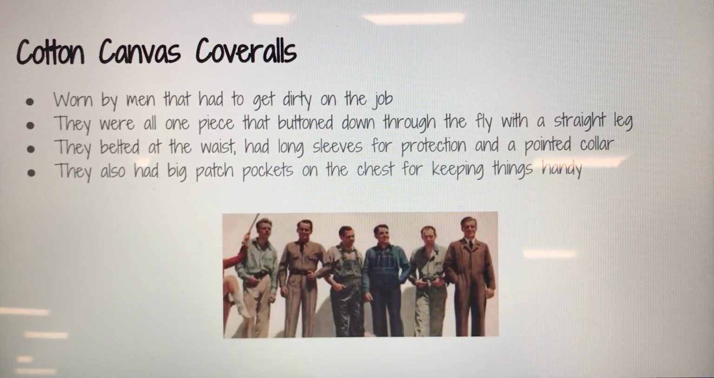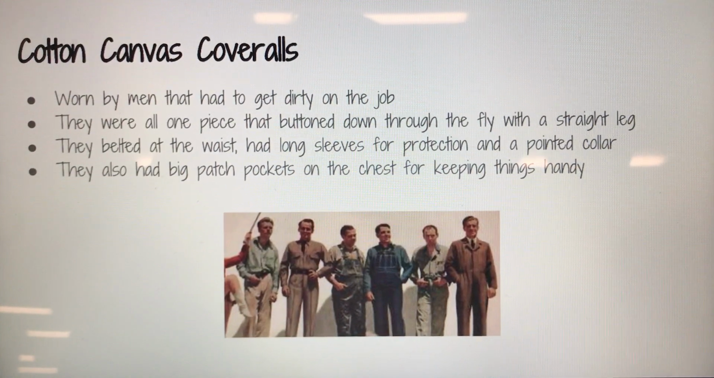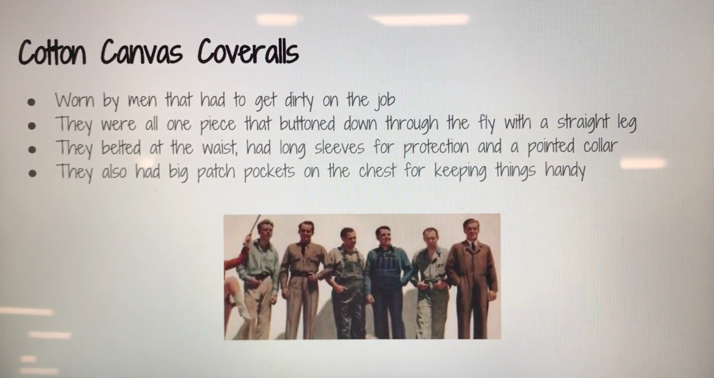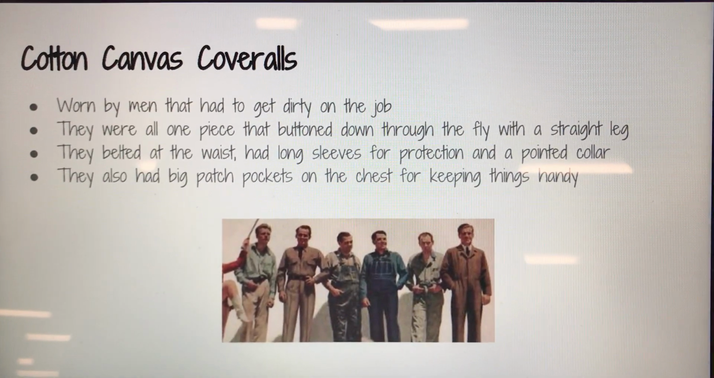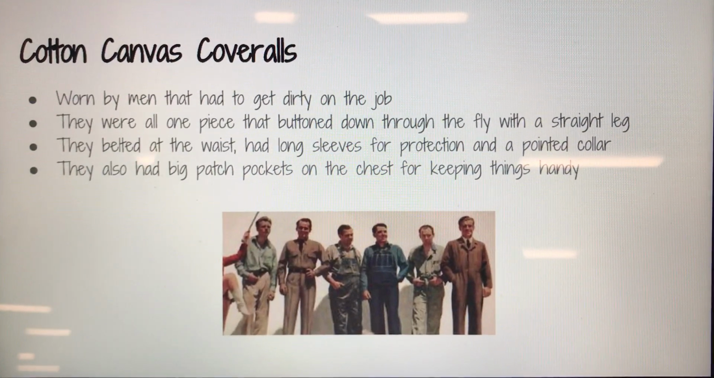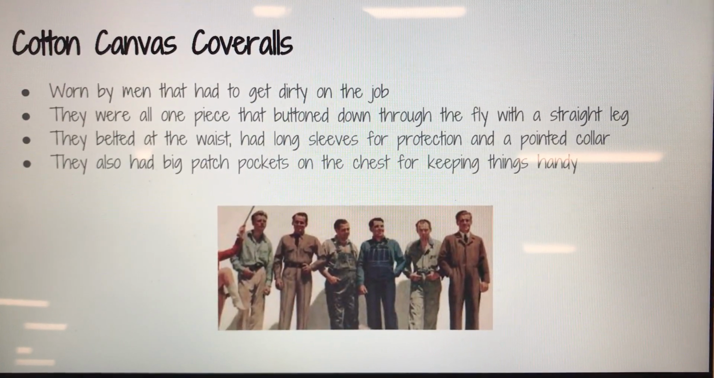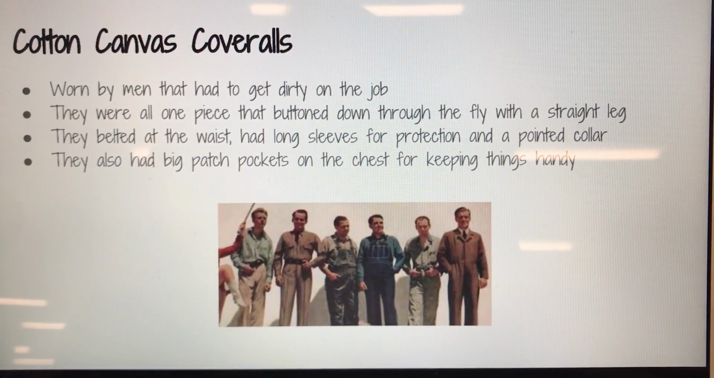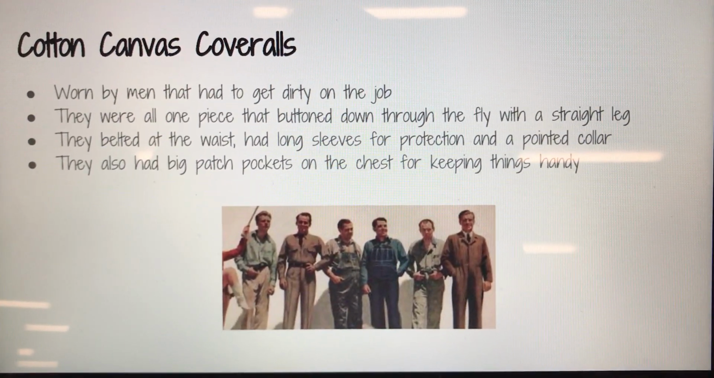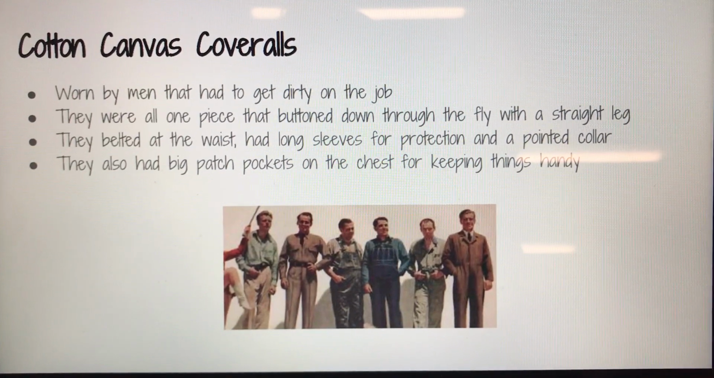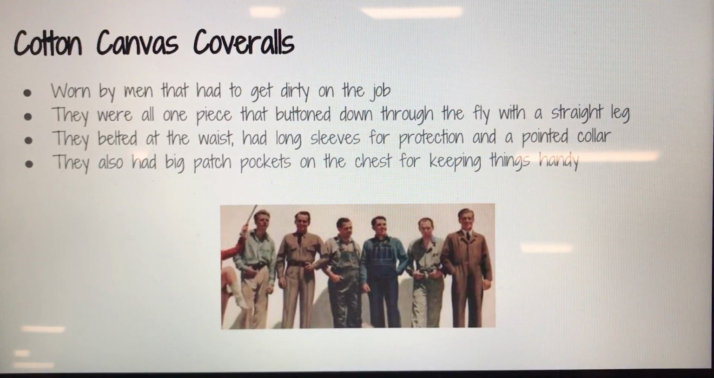Cotton canvas coveralls. These were worn by men that had to get dirty on the job. They were all one piece that buttoned down through the fly with a straight leg. They belted at the waist, had long sleeves for protection, and a pointed collar. They also had big patch pockets on the chest for keeping things handy.